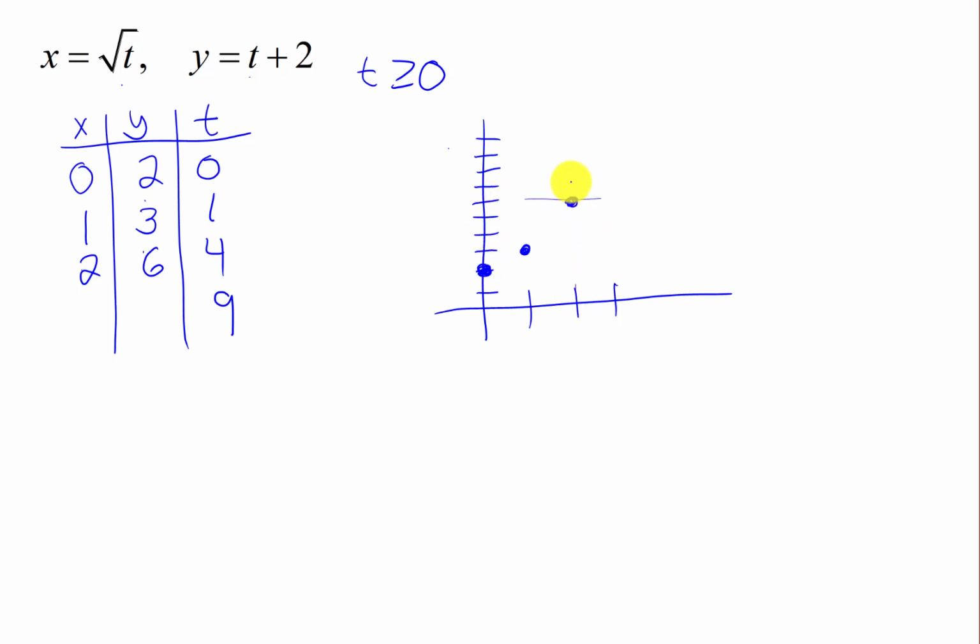So right there. And then I'll let t be 9. The square root of 9 is 3, and 9 plus 2 is 11. So at 3, I'm up 11. So about right there. So this is what it's looking like, and we could have continued going. So I'm just going to make a couple arrows so you can see the direction of motion. That kind of went a little wacky at the end. Let's fix that. Okay, so it's looking like that.